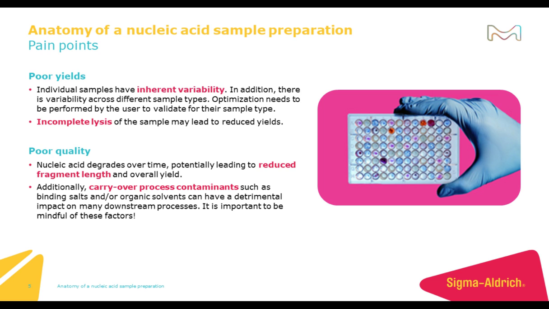Additionally, incomplete lysis can be a driver to cause those reduced yields. Nucleic acids degrade over time, and that could potentially lead to reduced fragment length and also impact those overall yields. Additionally, you want to be careful of those carryover process contaminants from sample preparation, such as binding salts and organic solvents that can have detrimental impacts on downstream processes. And it is important to be mindful of these factors.